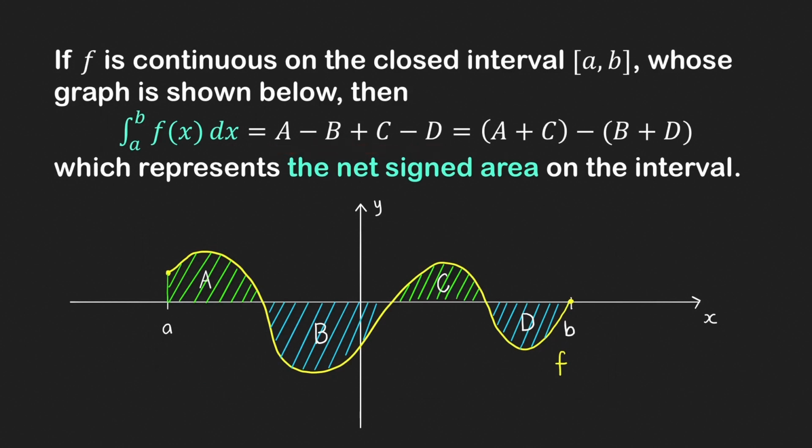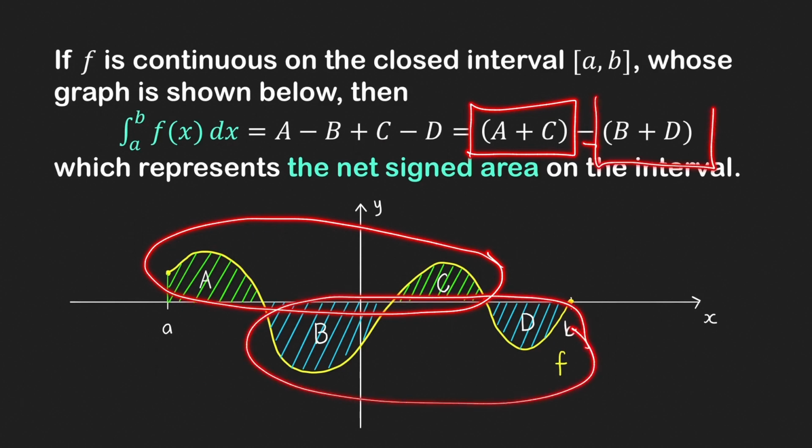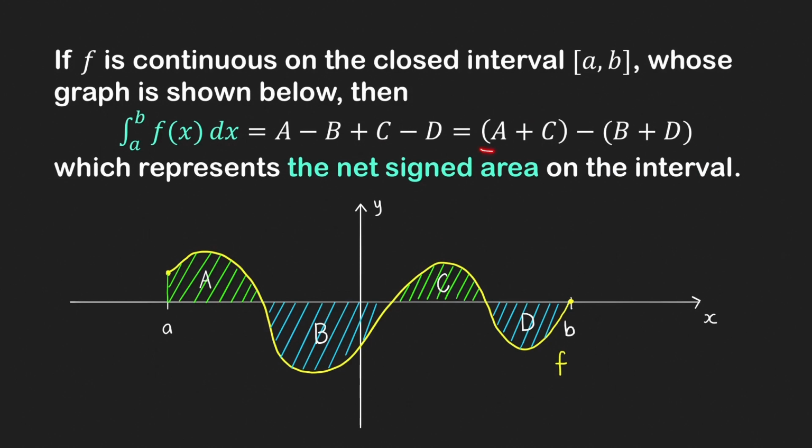which is the same thing as finding the total area of the regions above the x-axis minus the total area of the regions below the x-axis. So this value is called the net signed area on the closed interval [a, b], and this is the value of the definite integral of f(x) dx from a to b. The value of a definite integral could be positive, negative, or zero.